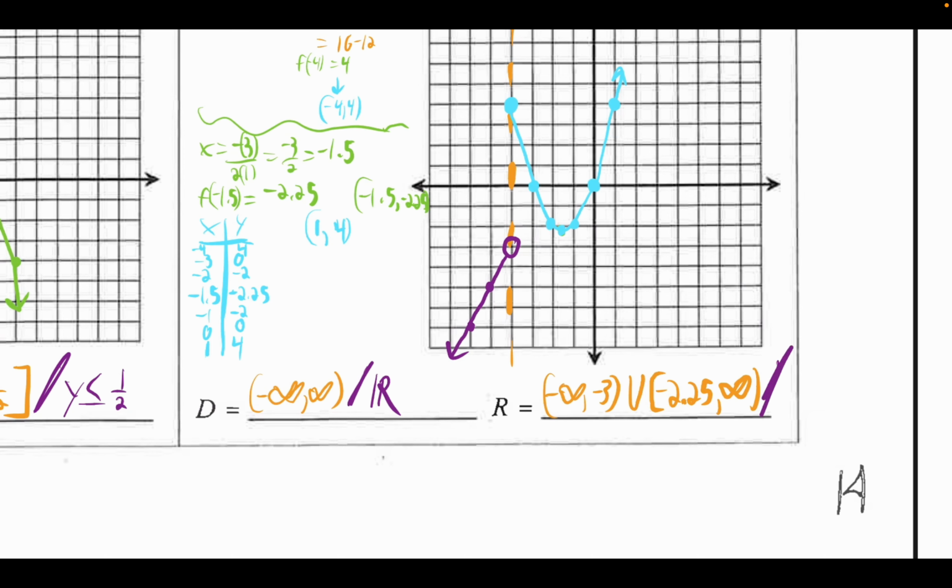I could also word this as, which I'll do below, the purple part, which is y is less than negative 3, U for union, y is greater than or equal to negative 2.25.